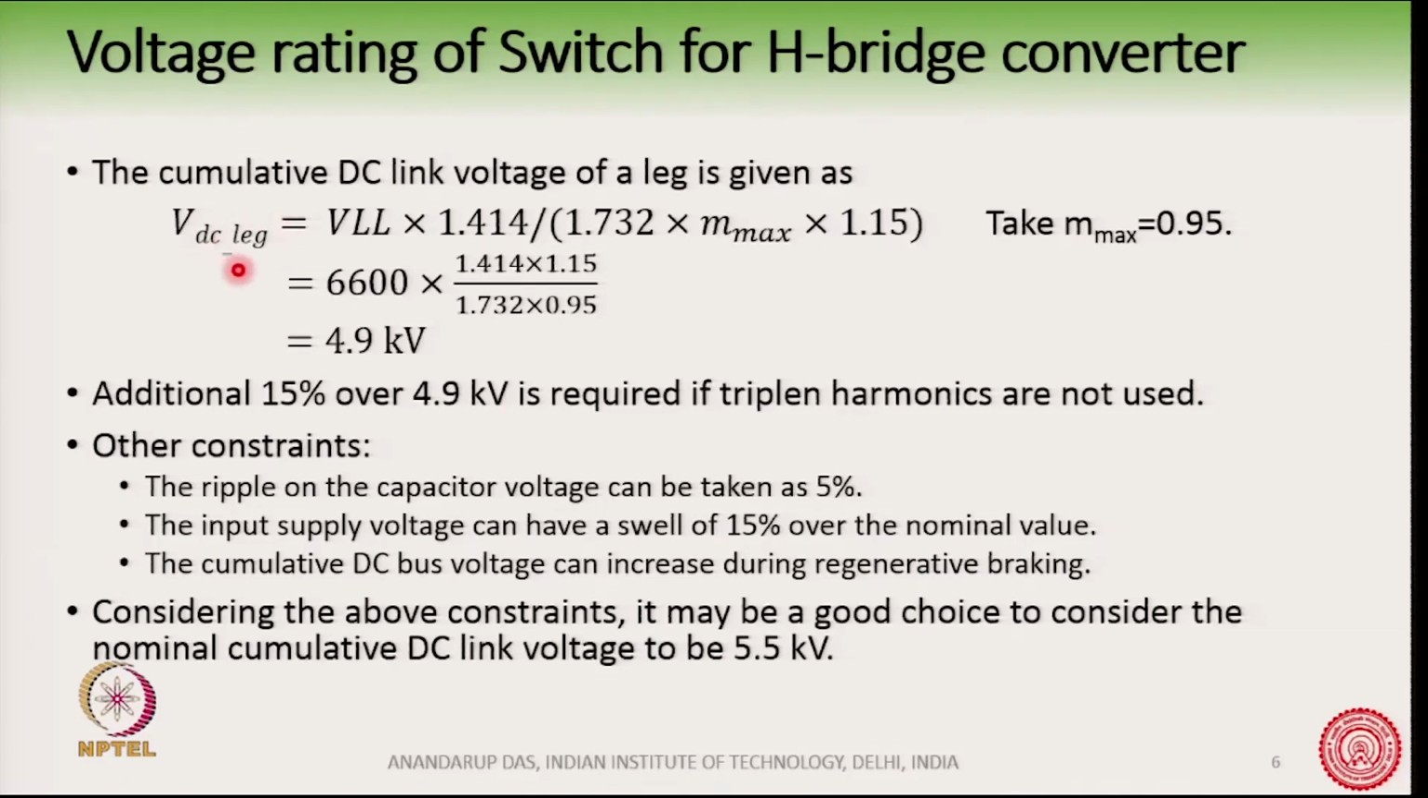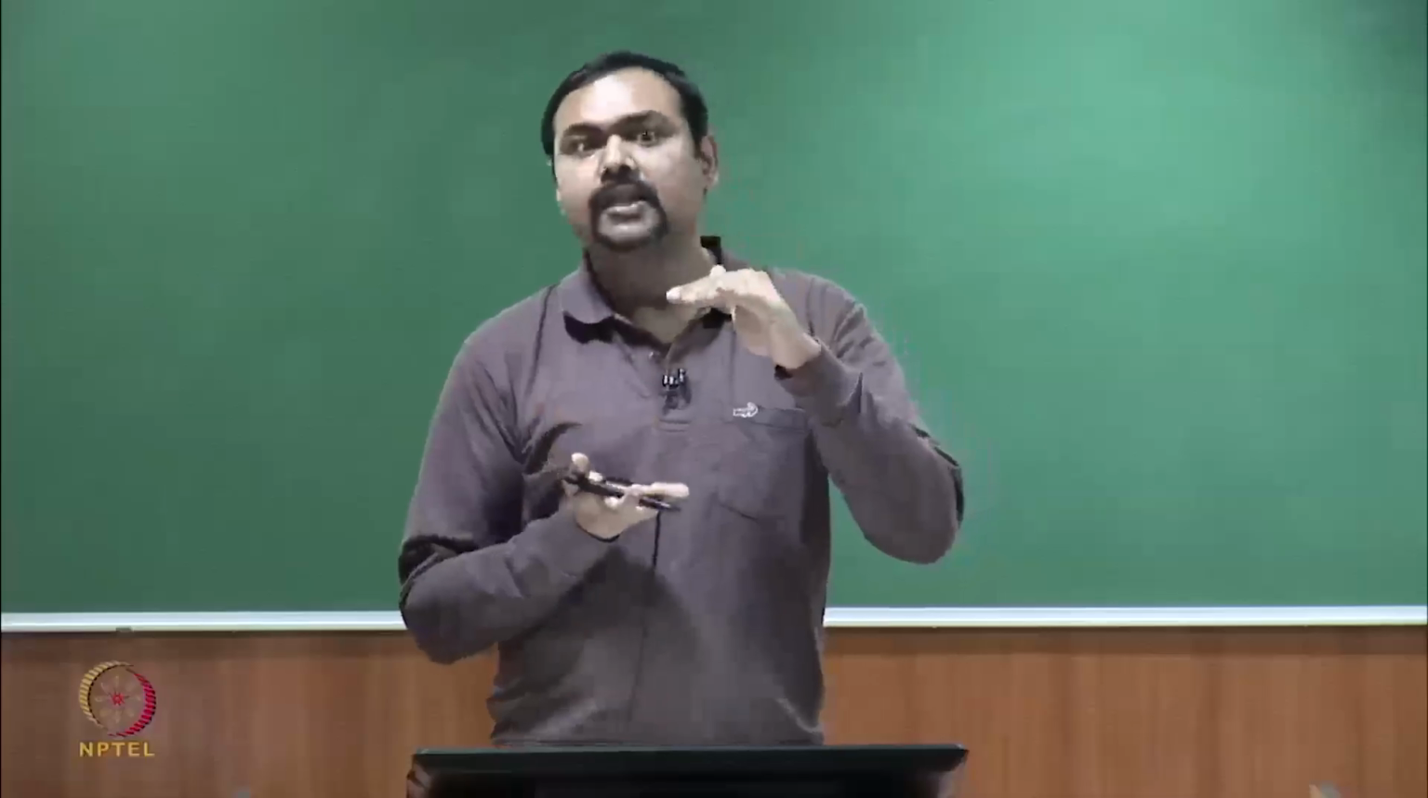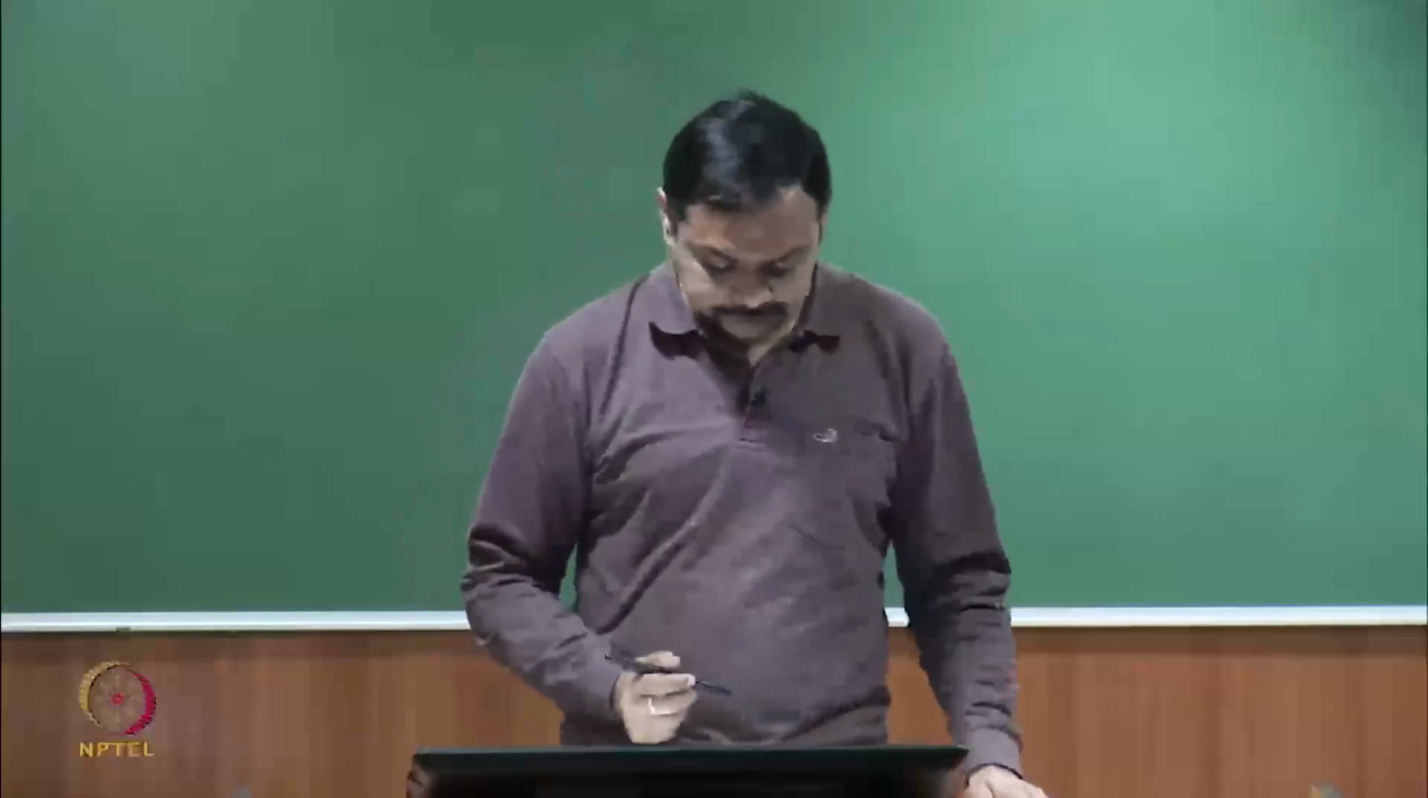So, VDC leg, the cumulative DC link voltage, is about 4.9 kV. If we do not use the third harmonic or the triplen harmonics, then we will need an additional 15% over 4.9 kV, that is 4.9 into 1.15 will be needed if we just use sinusoidal PWM. Okay. So, this is the total DC link voltage, the sum of the DC link voltages of all the cells together.